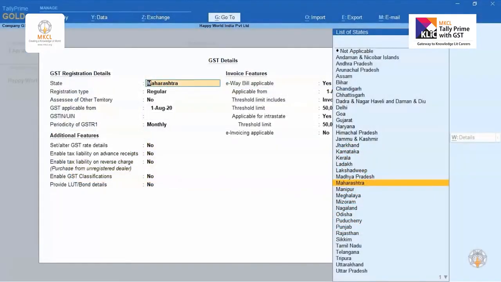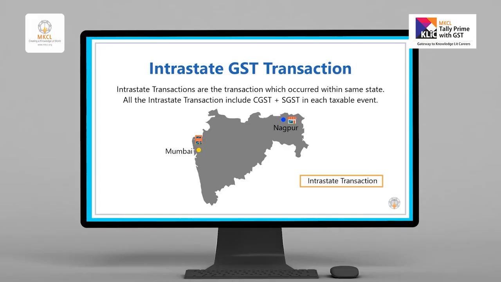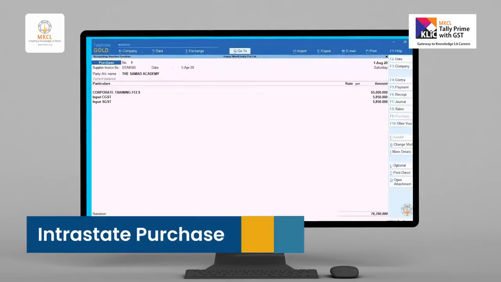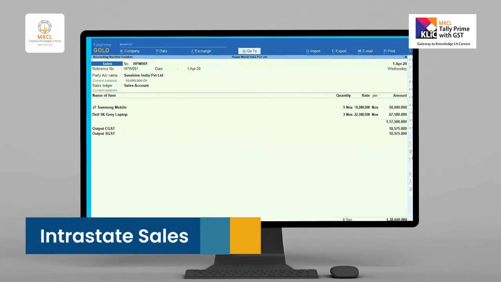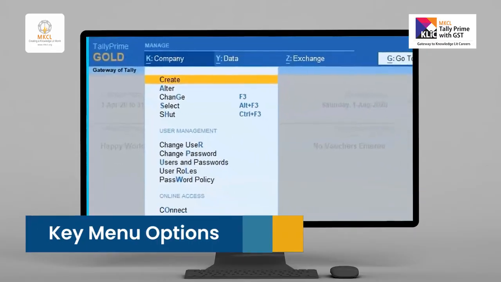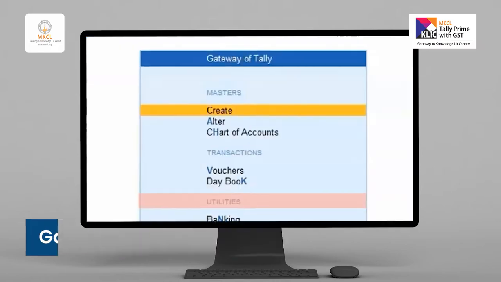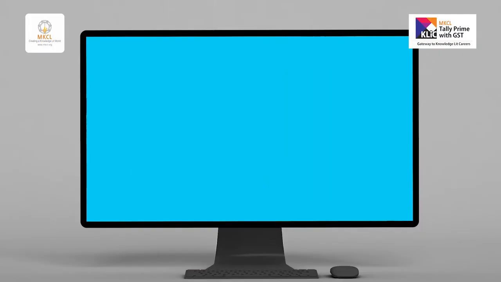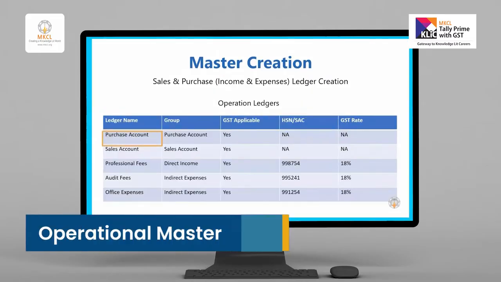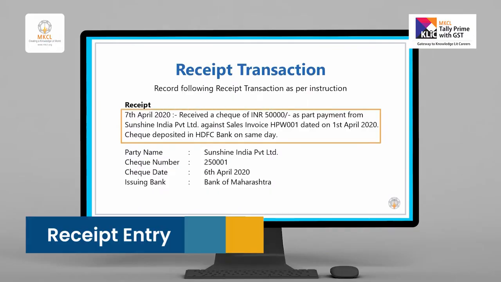You will know how to do interstate transactions such as intrastate GST transaction, intrastate purchase transaction, intrastate sales transaction, and payment and receipt transaction. You will manage the key menu options, gateway of Tally, and reports. You will learn creating masters like Party Master, Inventory Master, GST Ledger, Operational Master, and Receipt Entry.